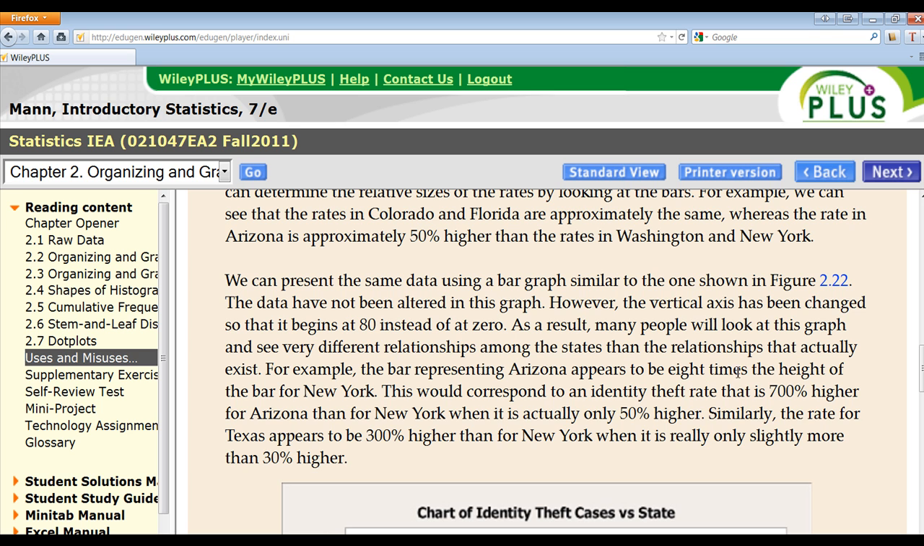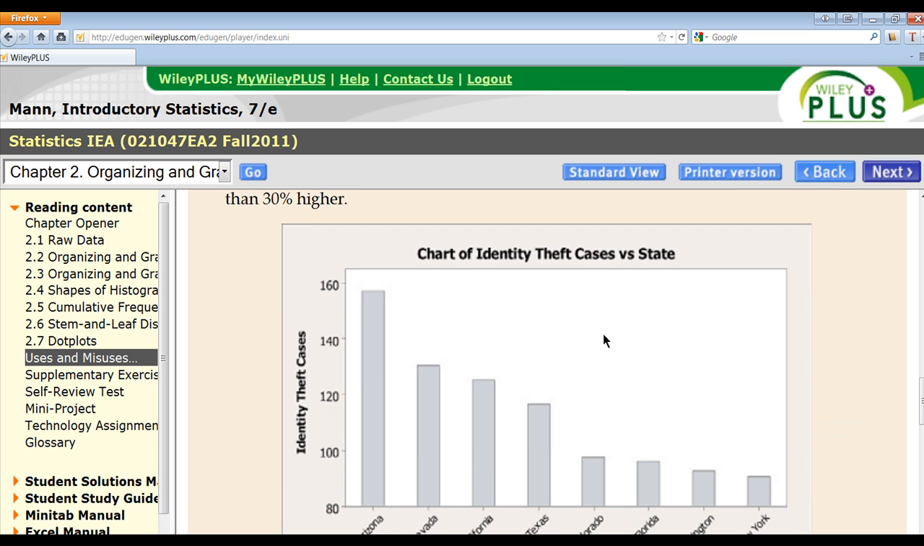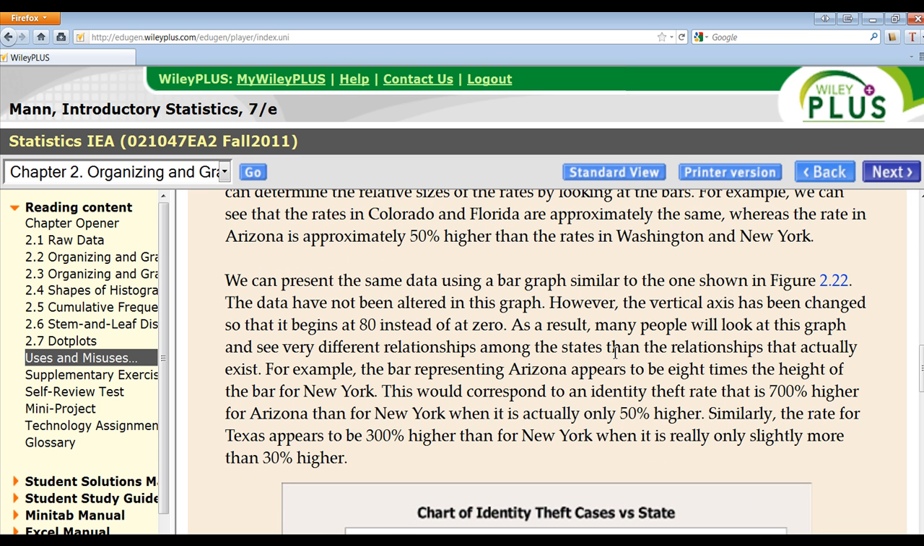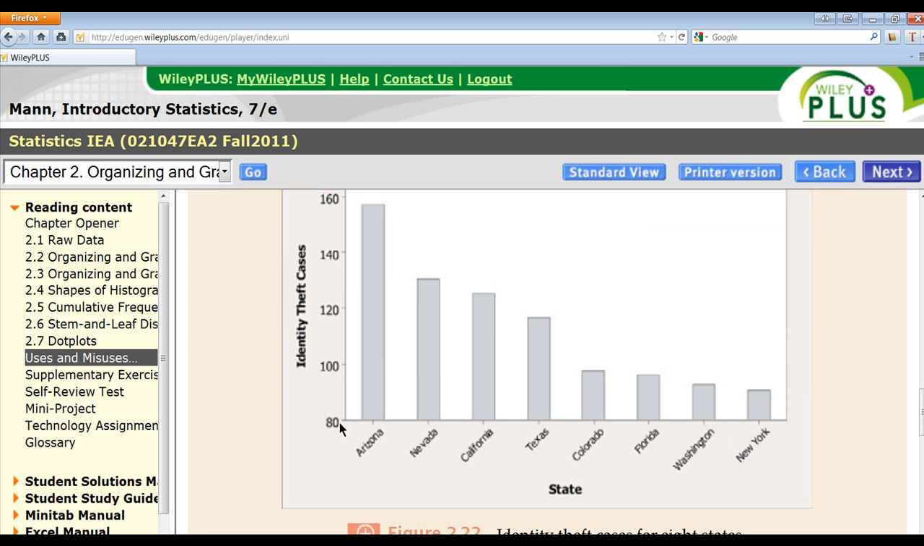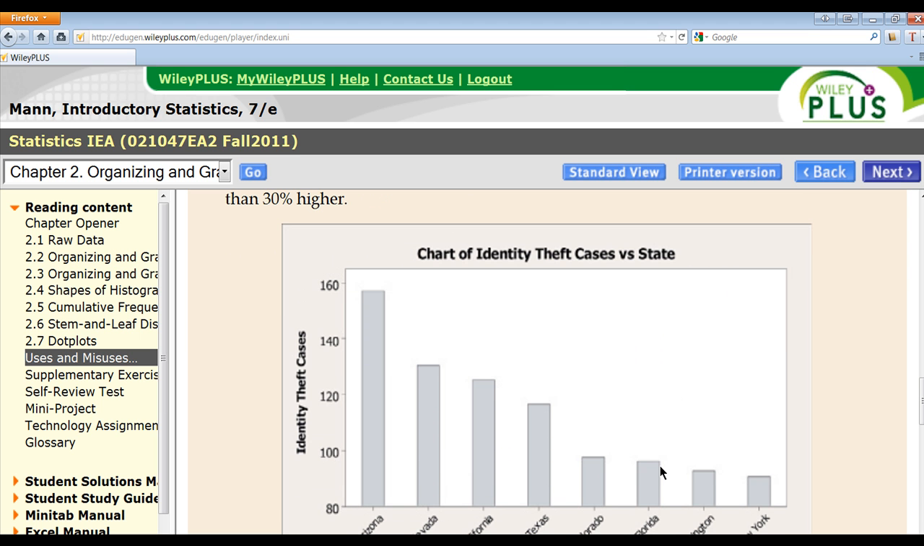Arizona appears to be 8 times the height of the bar for New York. This would correspond to an identity theft rate that is 700% higher for Arizona than for New York, when it is actually only 50% higher. Similarly, the rate for Texas appears to be 300% higher than for New York, when it is really only slightly more than 30%. So if you start at 80, you can make it look like this, and then it's possible to mislead people.